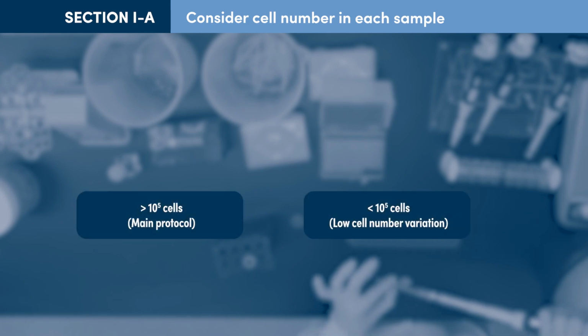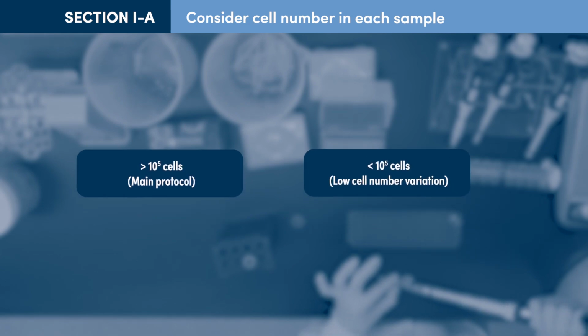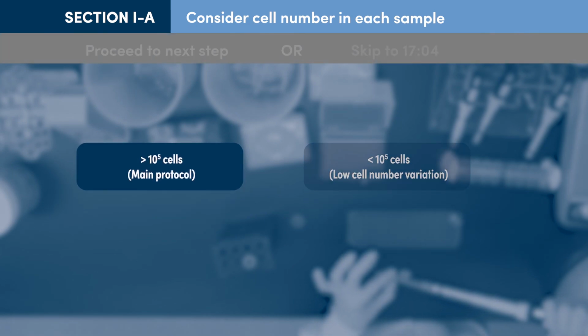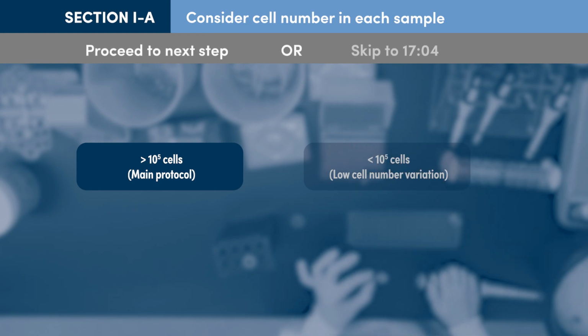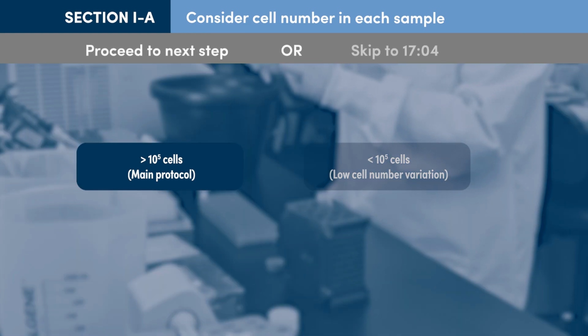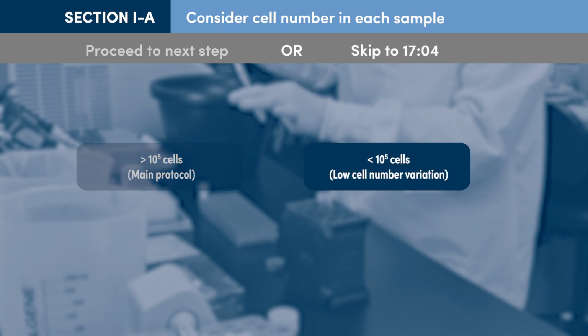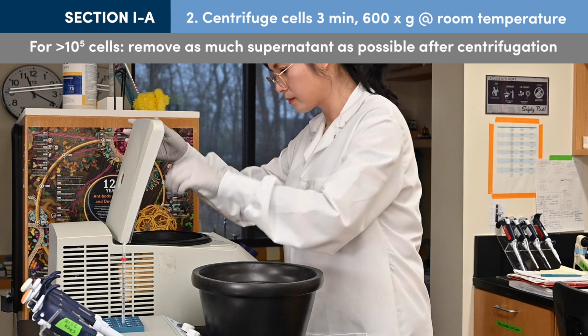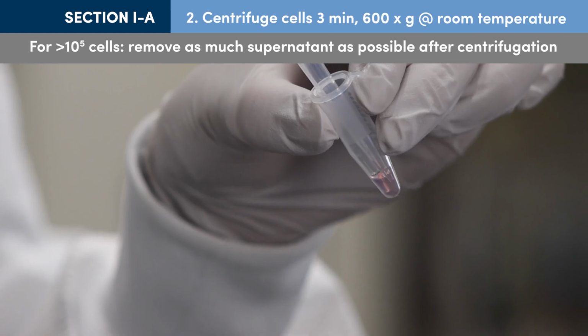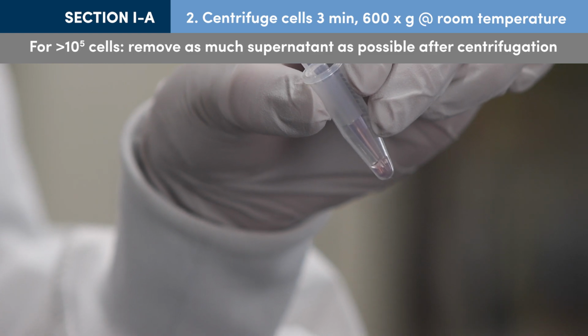Before proceeding, consider the number of cells in your sample. We will first demonstrate protocol steps 2 through 6 following the main protocol for 100,000 cells or more, and then discuss necessary protocol variations for low cell numbers. Centrifuge cells for 3 minutes at room temperature. Then remove supernatant media.